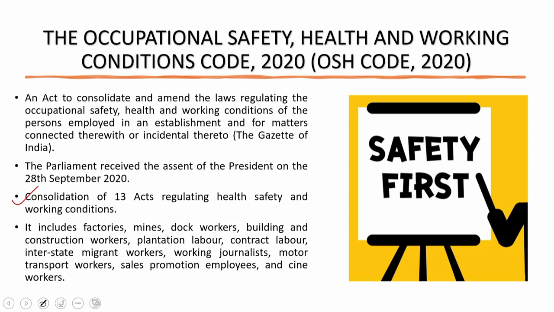Please note this: the code consolidates 13 acts regulating health, safety and working conditions. These laws cover typically factories, mines, dock workers, building and construction workers, plantation labor, contract labor, interstate migrant workers, working journalists, motor transport workers, sales promotion employees, and even cine workers. So you can understand that there is a clear-cut relation when it comes to construction workers and safety. All the safety standards, etc., are actually a part of it.